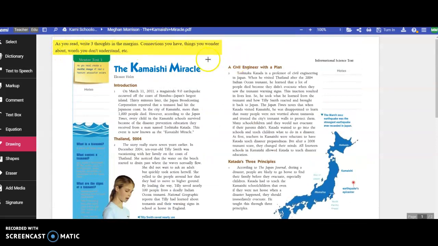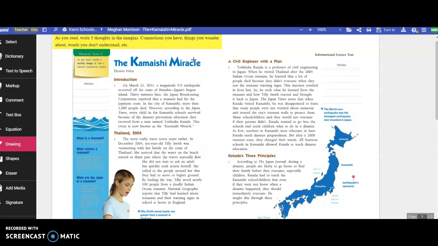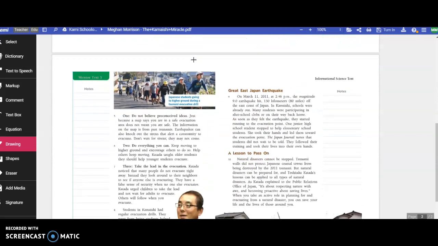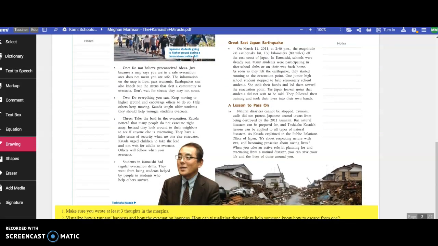Make sure you write three thoughts in the margins. It could be a question, wondering what something is. It could be just an observation, a thought. Oh, this is interesting. This seems important. I wouldn't want to be someplace where there's a lot of earthquakes. This seems scary. Wow, I'm so glad this happened. Different things. Really, there's so many different things you can write, but make sure you are thinking about the story and writing your thoughts in the margins.